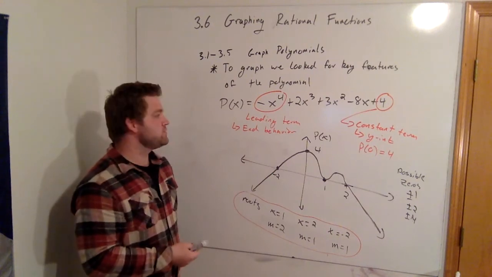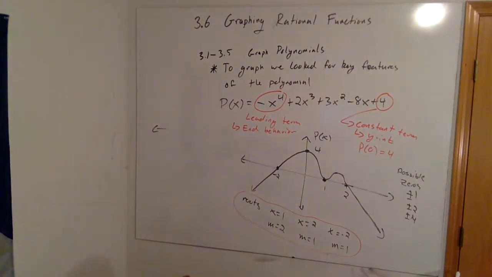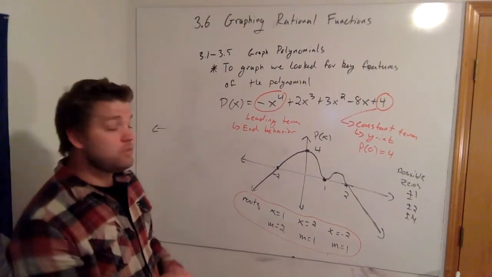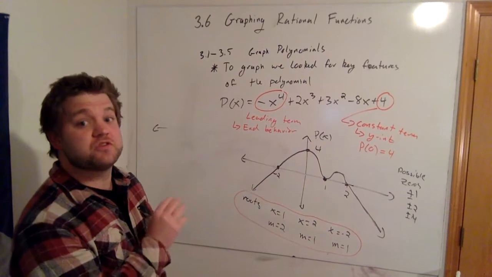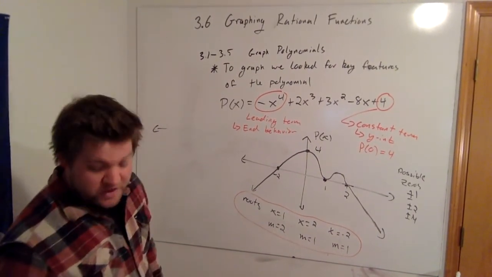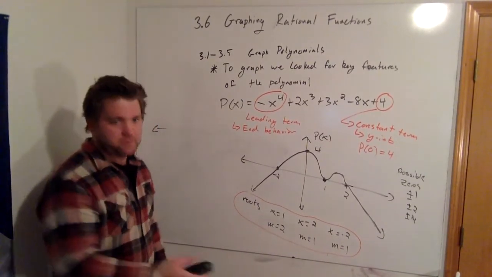So we took these key features, and we were able to draw a loose sketch of the graph. Now this is exactly what we want to do in the next section when we're talking about rational functions. I'll first define what a rational function is, and then we're going to find the key features of a rational function and piece together its graph.